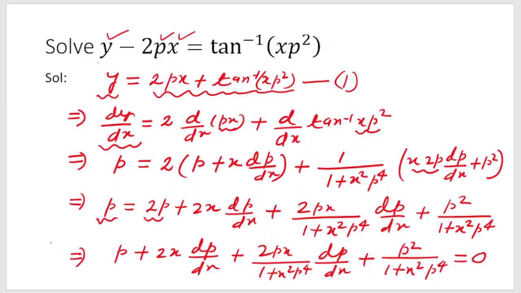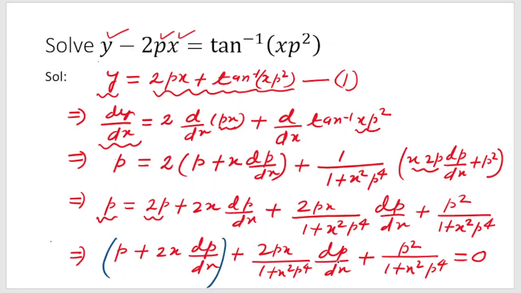So to factorize this, you can clearly see that you have to take these two terms together. Let me explain it here. If you take these two terms together, what can you take common from them? You can take p by 1 plus x square p to the power 4 common. So here you will get p, and here you will get 2x dp by dx. So it can be factorized. Let me continue in the next page.